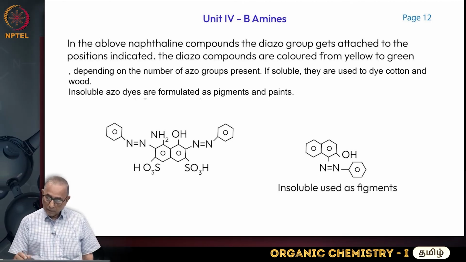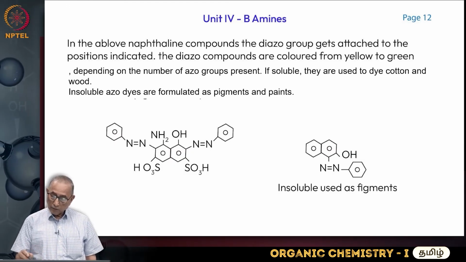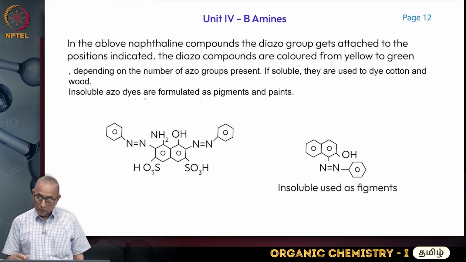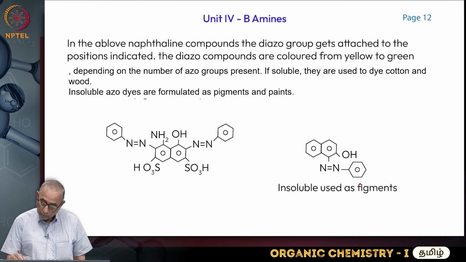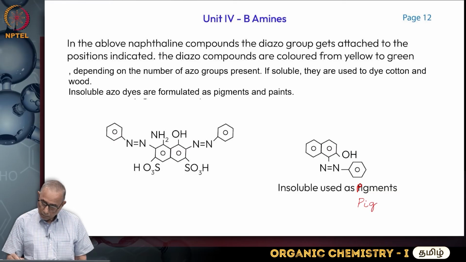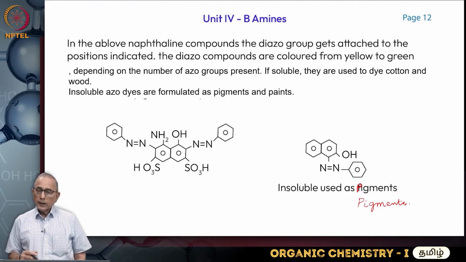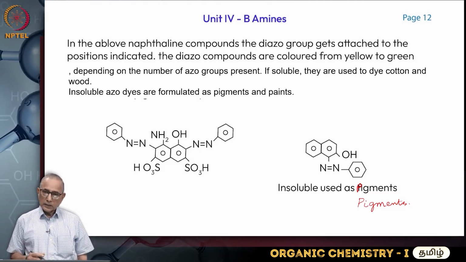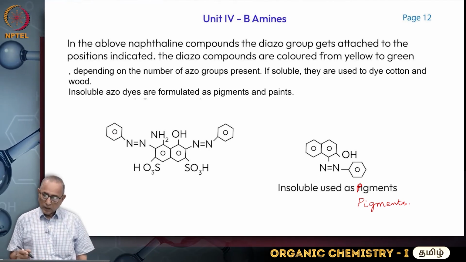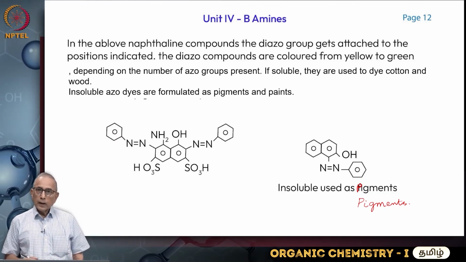This compound, where the azo group is in the first position and the phenol group is in the second position, has no sulfonic acid group. So, this will be insoluble. The insoluble colored compounds are used as pigments. Pigments are colored compounds that are powdered well, and together with linseed oil and other chemicals, that is what you apply on the wall for protection of the wall. So these are used as pigments. Different colored pigments can be used to produce paints of different color.